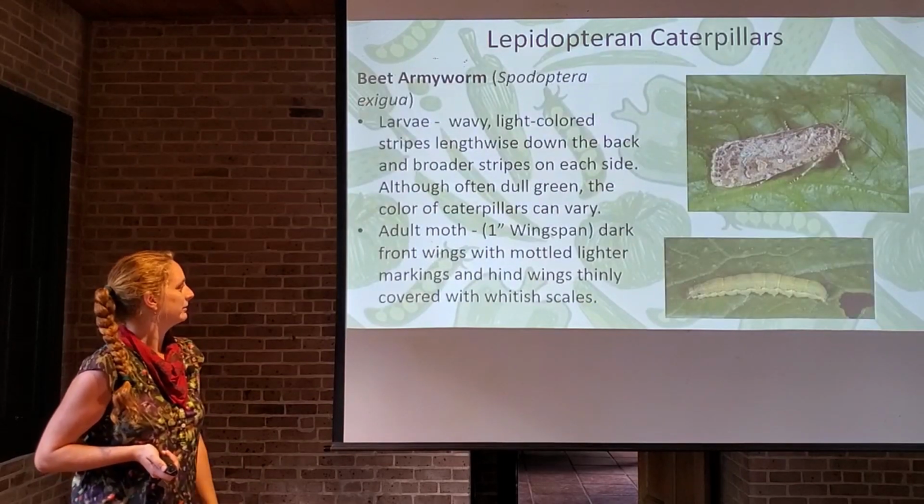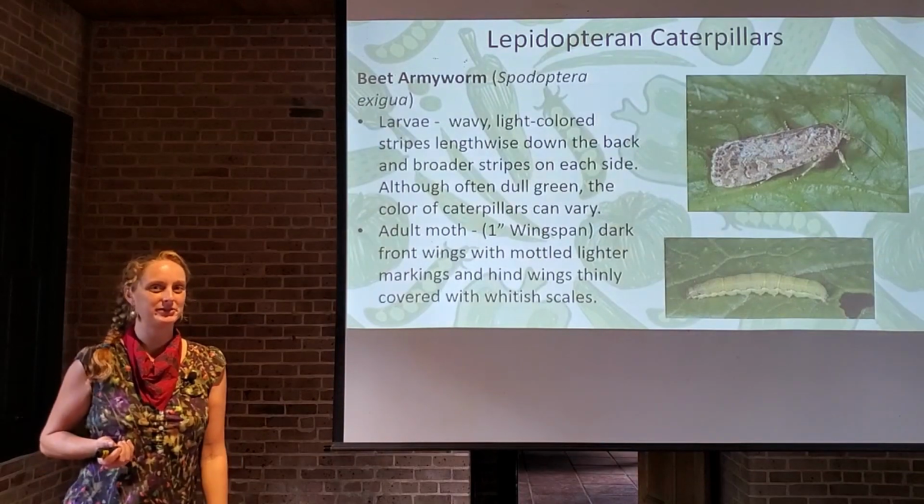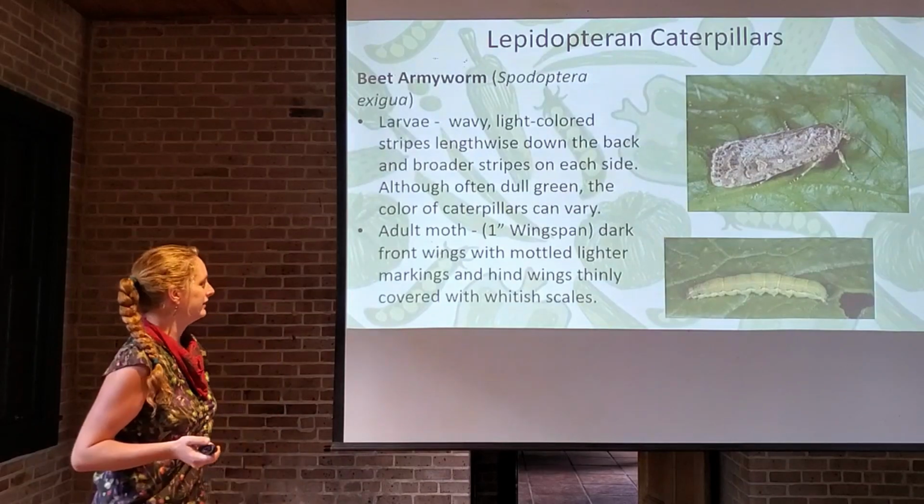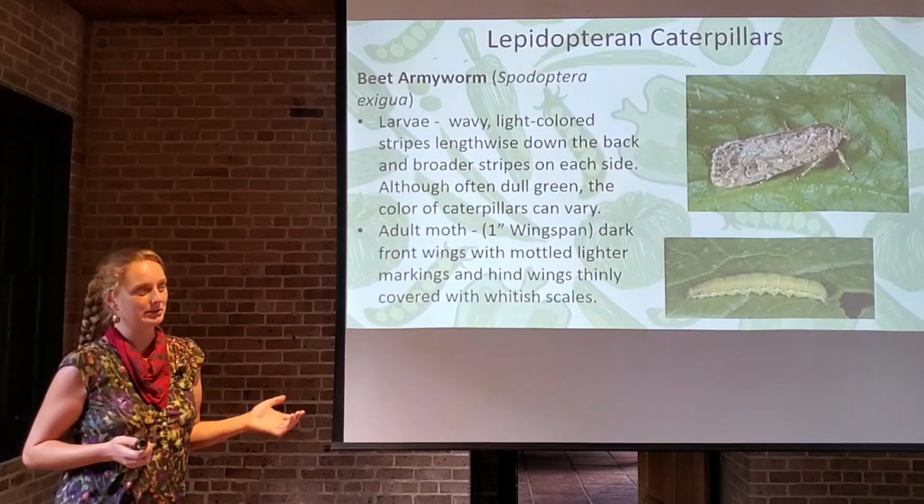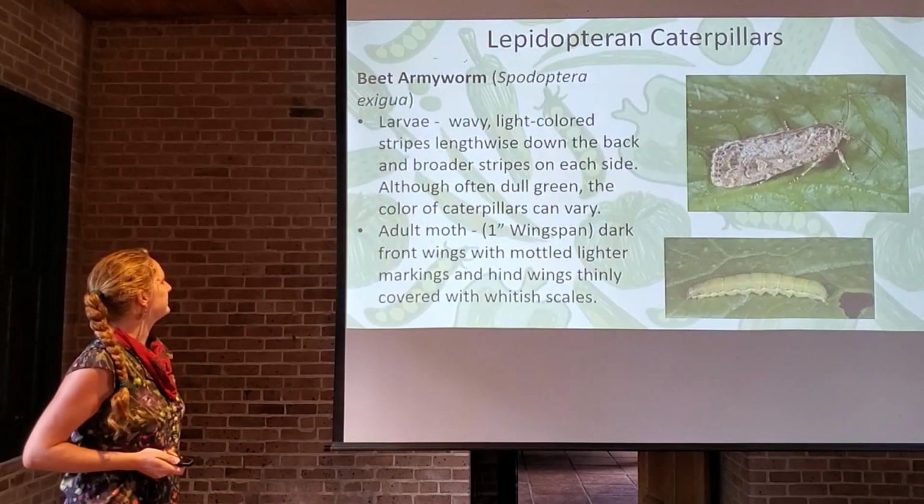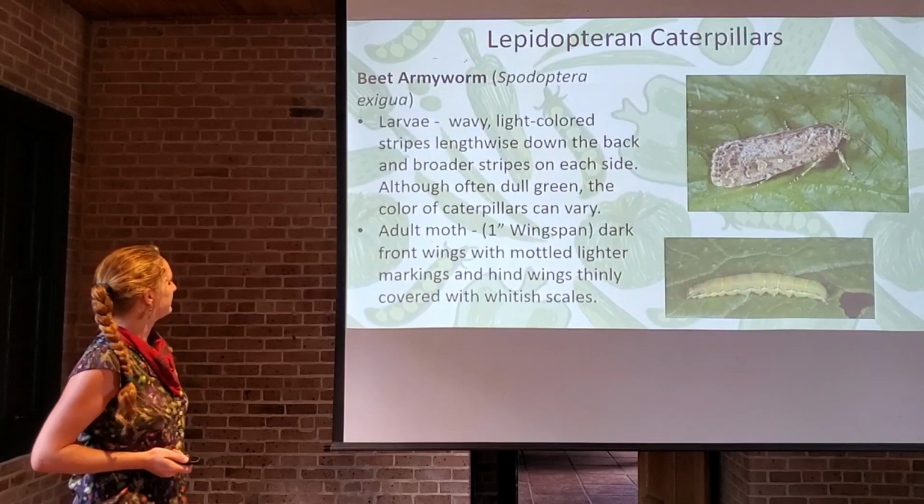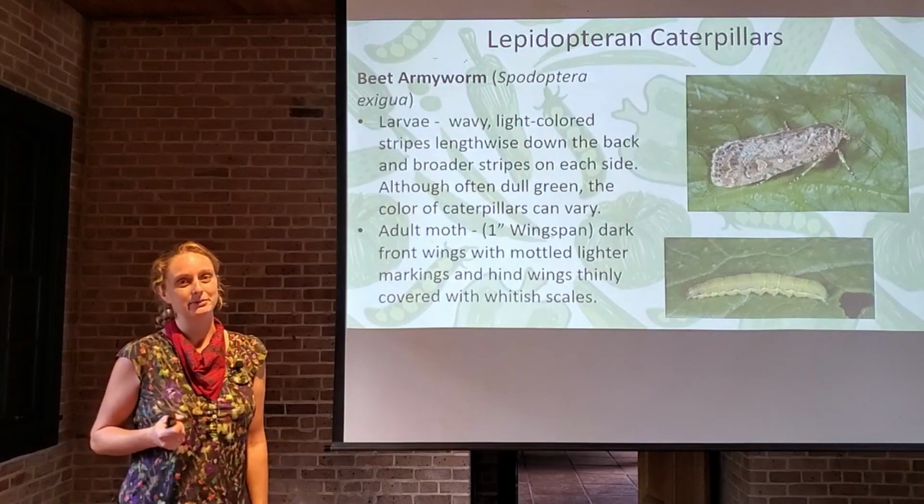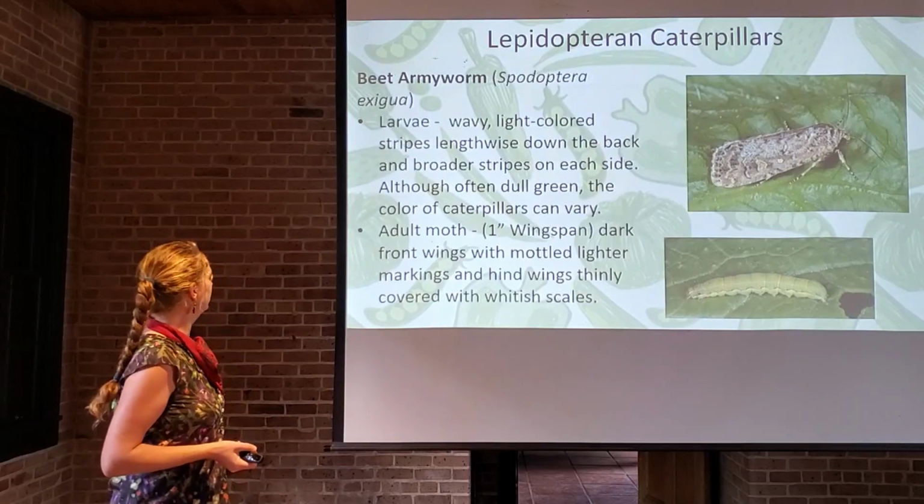The beet armyworm. Now, we've seen the armyworms in our pest lecture that attack things this time of year. This beet armyworm is a different kind of armyworm than the ones that we've discussed previously. So this is one that attacks, again, more than just beets. I've seen them on turnips, I've seen them on kale. They are out and about.